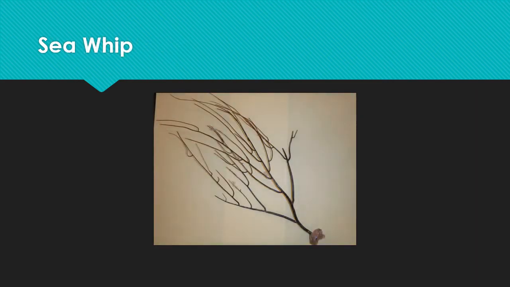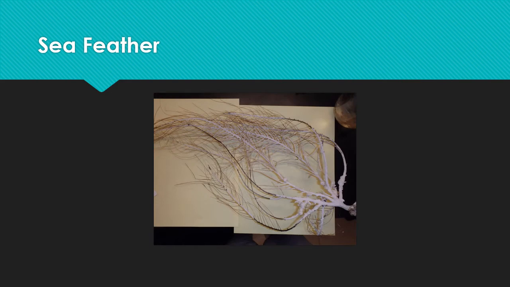Sea whips are our non-colonial coral. They also belong to Cnidaria. Sea feathers are in the same non-colonial coral group as the sea whips. These are protected and should be left alone because coral is a protected group of animals.